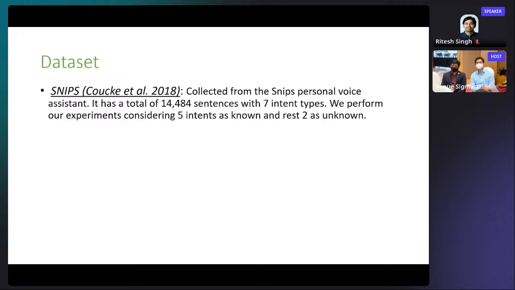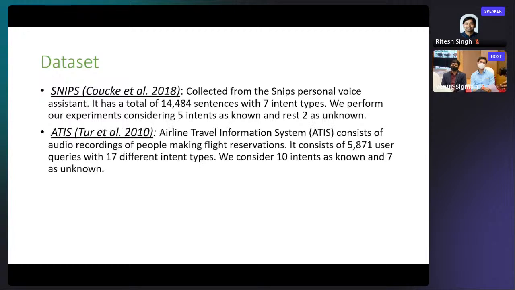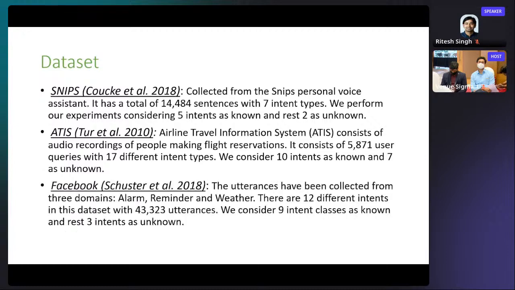The next dataset we have used is ATIS, Airline Travel Information System, 2010 by Tur et al. It consists of audio recordings of people. There are a total of 5,871 utterances. Consider 10 intents as known and 7 as unknown. The last dataset we have used is Facebook, whose utterances have been collected from 3 different domains: alarm, reminder, and weather. There are in total 43,323 utterances in this dataset. We consider 9 intent classes as known and the rest 3 intents as unknown.